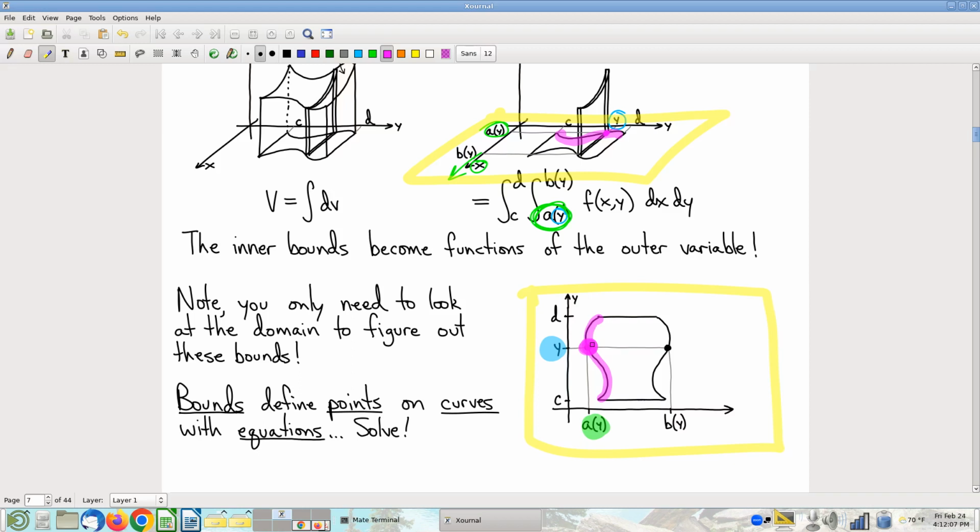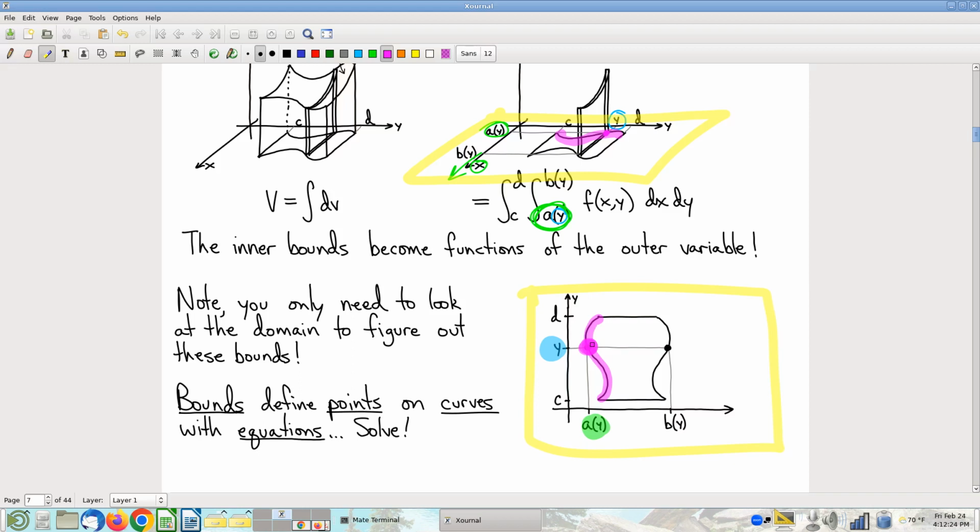So, big win, when you're trying to figure out these inner bounds, don't draw the picture of the application. Don't draw the picture of the volume. It doesn't matter. All we need to know is the shape of the domain itself.